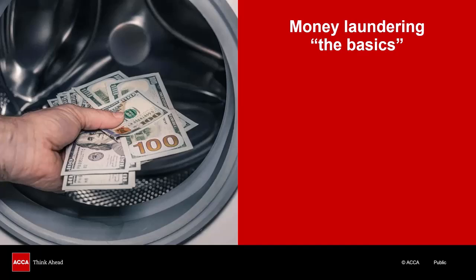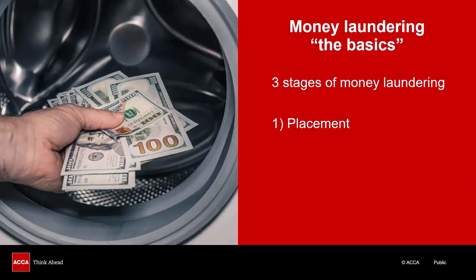So how do you take your dirty money and make it clean? Well, money laundering has 3 stages. And those 3 stages, firstly, placement. Secondly, layering. And thirdly, integration. We're going to go through the three of these separately on individual slides. But you need to know what these stages are, you need to know the definitions of them, and you need to be able to spot them in exam scenarios and to be able to explain them.